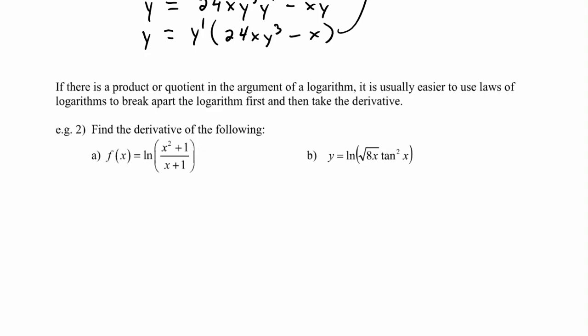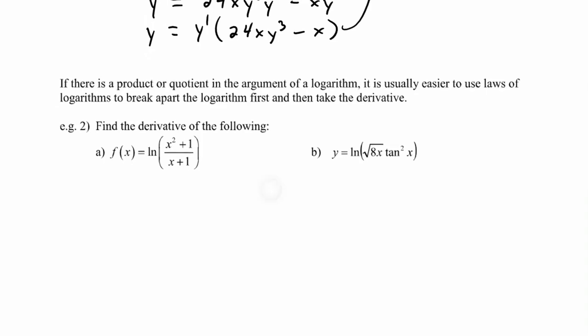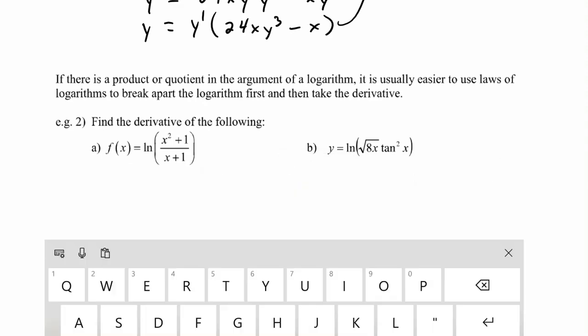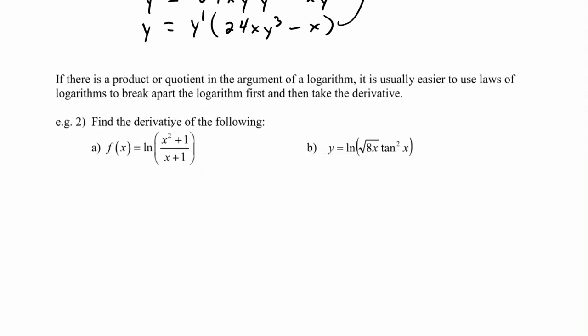We can just make this a lot easier, and if you remember your laws of logarithms, the natural log of some argument, it's this function divided by this function. Well, we can separate that out as a subtraction. So this would be the same thing as f of x is equal to the natural log of x squared plus 1 minus the natural log of x plus 1. And there you go. That's going to be a lot nicer to work with.